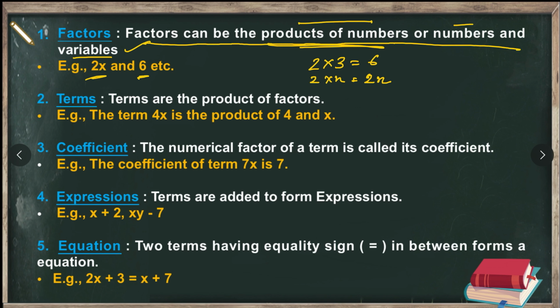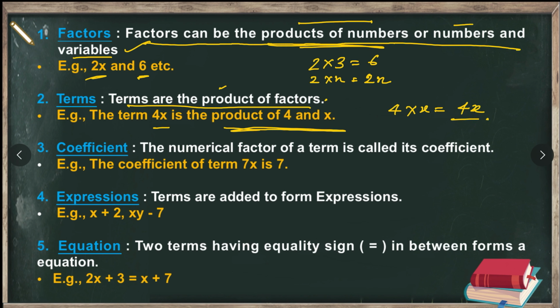Next we have terms. Terms are the product of factors. Product means multiplication. When we multiply the factors, we get the term. Like this 4x is made up of multiplication of 4 and x. When you multiply 4 into x, you will get 4x, which is a term.